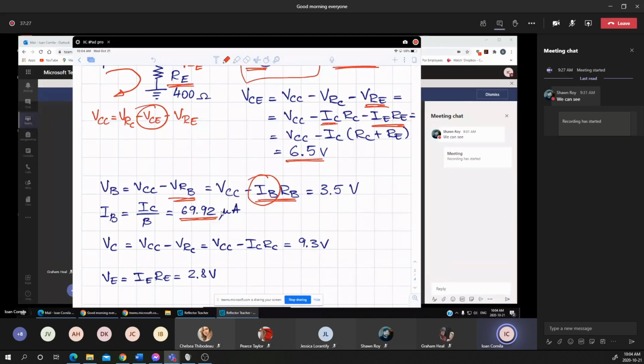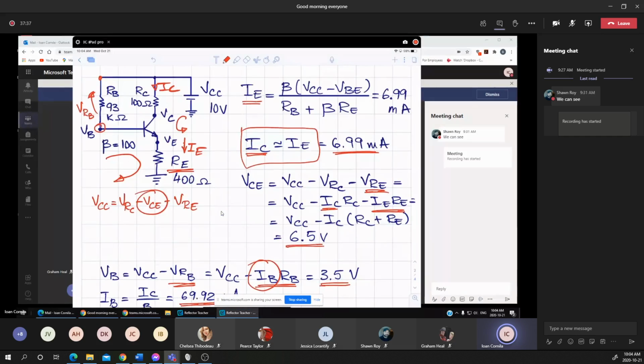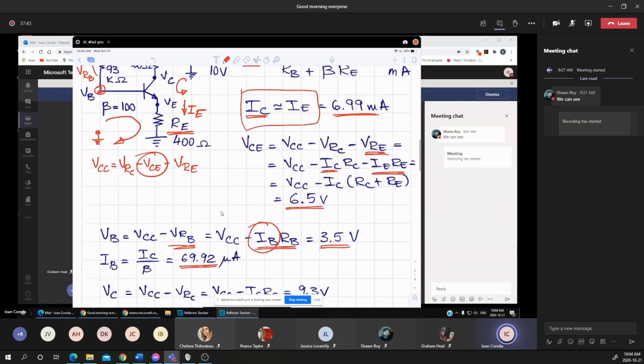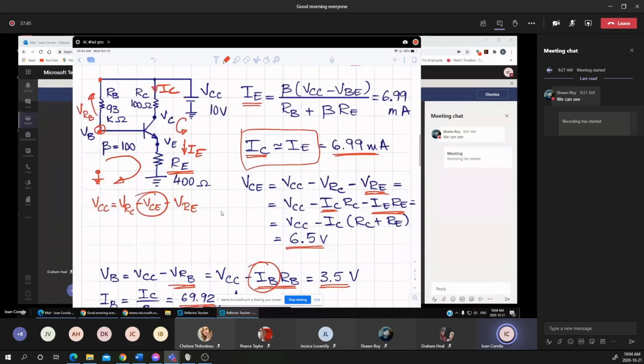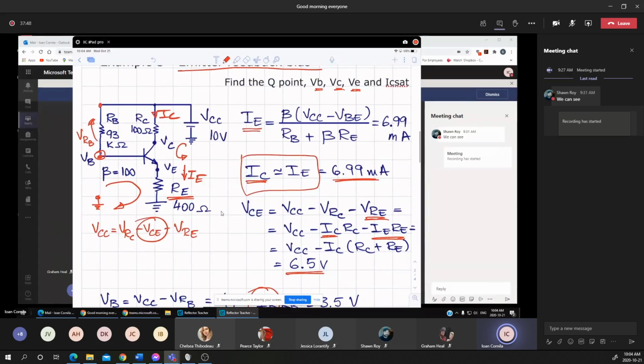Knowing the base current, we go back to the main equation, and we find that the VCC minus the VRB is 3.5 volts. That means the voltage at this point with respect to ground is 3.5 volts. To find the VC, again, that's the voltage at the collector with respect to ground.